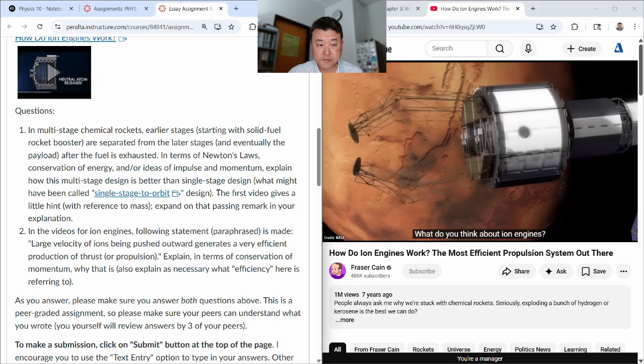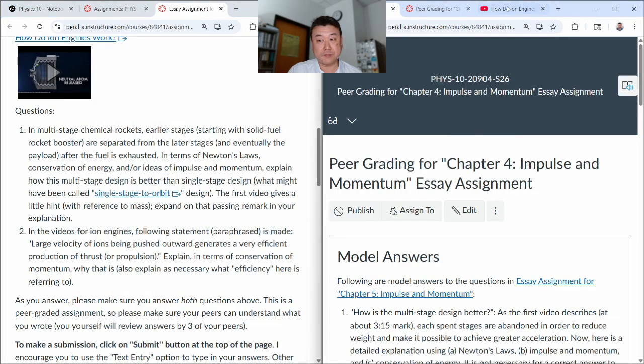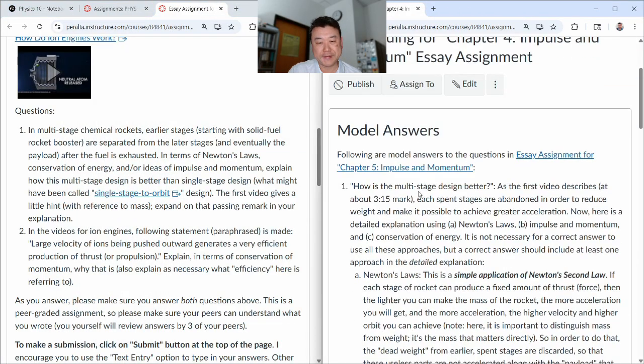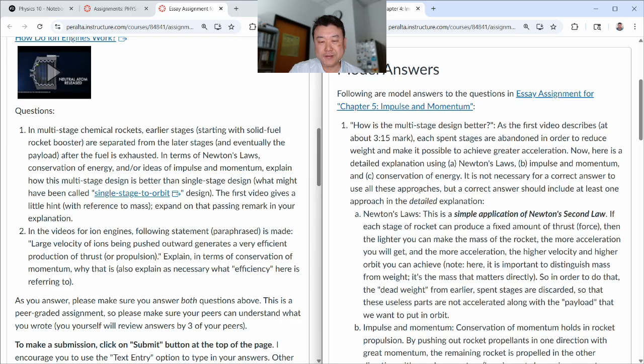The first video gives a little hint with reference to mass. Expand on that passing remark in your explanation. So let me bring up the model answer. I guess it's the idea of dead weight, maybe. Let's see how I phrased it. It's been a while since I've written these model answers, so I don't remember exactly what I wrote in there. I don't know if I mentioned the dead weight.